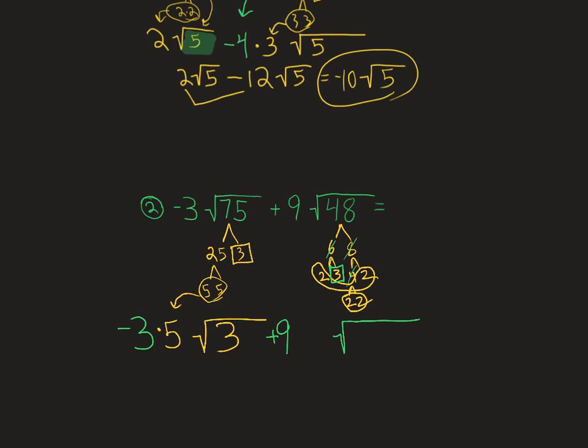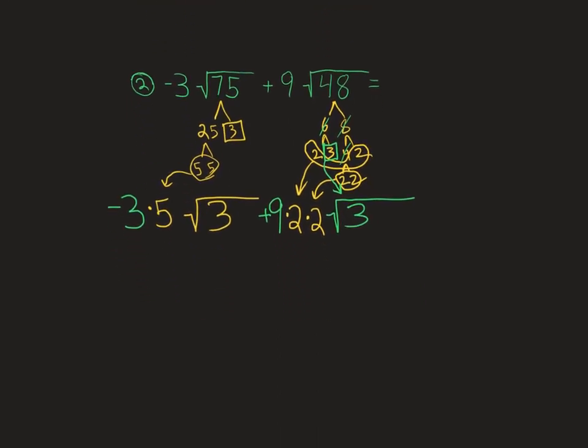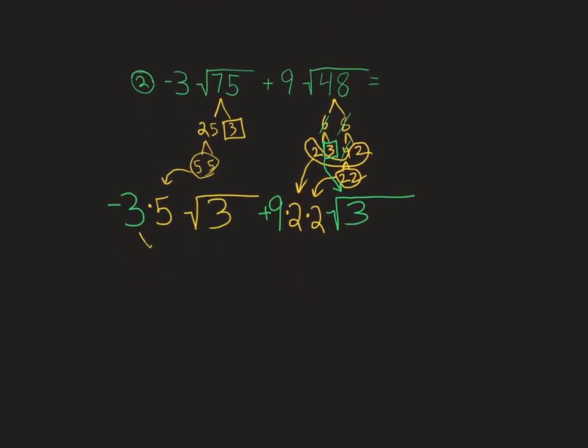So I can pull out one pair of 2s, another pair of 2s when I take each of those square roots. Those are all going to multiply, all those factors up front. And all that was left to stay inside was that 1, 3. Let's rewrite it, and let's see what we've got. That's going to be a negative 15 radical 3. That's 9 times 2 is 18, times 2 is 36, radical 3.